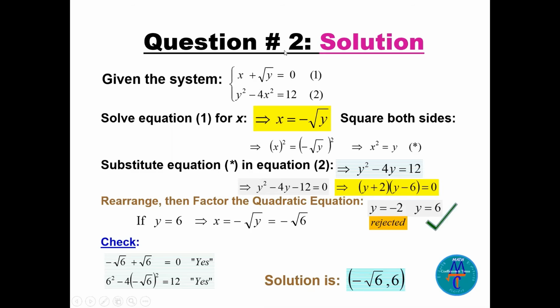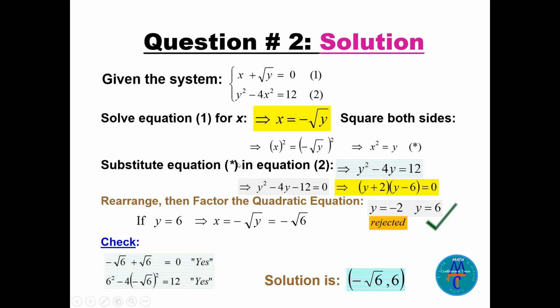Now, to use substitution in this question number 2, we take the easy equation, which is number 1. We solve for x. So x will be minus square root of y. Now let's square both sides here. We square this side, x squared. You square all of this. You see inside the bracket here, minus square root of y all squared. So x squared will be only y. Let's call this one star. You can call it equation 3 if you like. You can call it equation A or B or whatever.